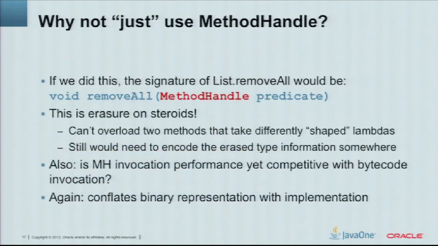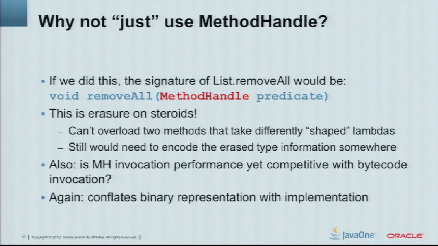So, what's the downside? Well, think about what the VM signature would look like. If we did this, the signature of list.removeAll would just have method handle in it. So, what's one of the bad things about erasure and generics? You can't overload List<Integer> with List<String>. Well, this is even worse. You couldn't overload any two methods that took lambdas. So, this is super mutant erasure on steroids, right? So if that's bad, this would be worse. We don't want to do that.